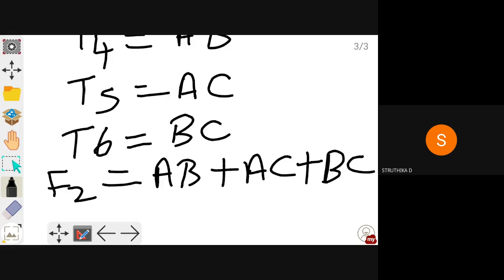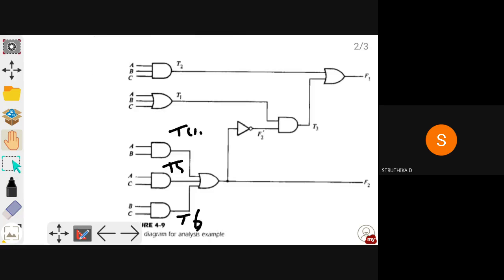If you take A common, it would only be B plus C. So you cannot further reduce using the theorems. So this is the Boolean function for your second output. So next you have to find F1. For that you need F2 dash.